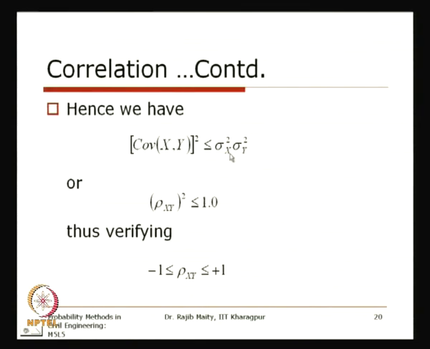This is shown here: covariance square is less than or equal to sigma x square sigma y square. If we take this to the left side, it becomes rho xy square, because we have seen that rho xy is the covariance of xy divided by the square root of sigma x square sigma y square. So, this is the correlation coefficient square, which is less than or equal to 1. This verifies that the correlation coefficient should be between -1 and +1.